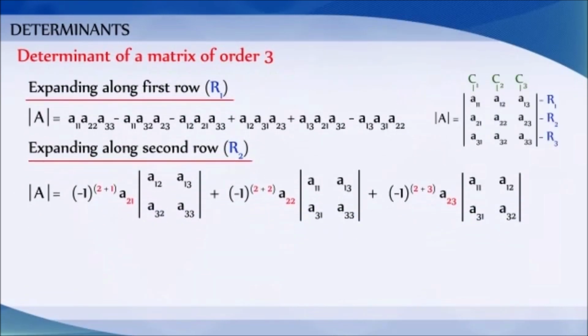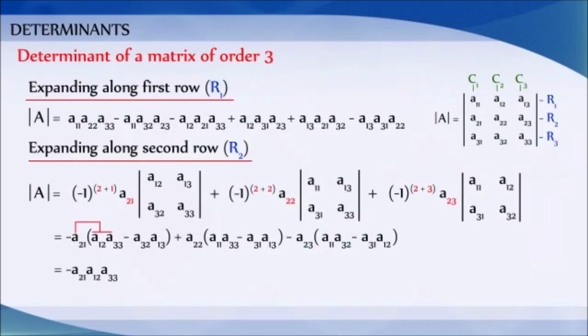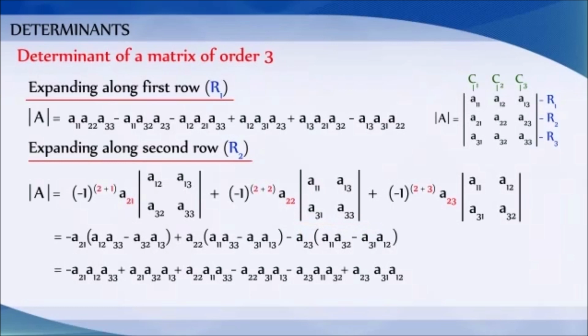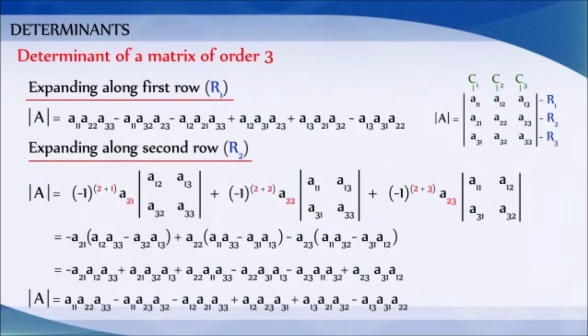On simplification, we get the det value as A11 A22 A33 minus A11 A23 A32 minus A12 A21 A33 plus A12 A23 A31 plus A13 A21 A32 minus A13 A31 A22.